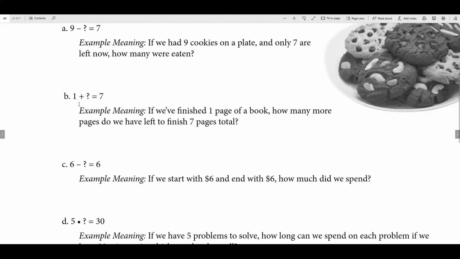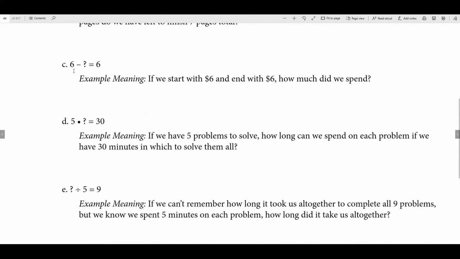On this one, 1 plus question mark equals 7. An example might be, if we have finished 1 page of a book, how many more pages do we have left to finish 7 pages total? Well, that's easy. The answer would be 6 pages. Question mark equals 6. So your answer is 6. This one, 6 minus question mark equals 6. If you started with $6 and you end with $6, how much did we spend? 0.